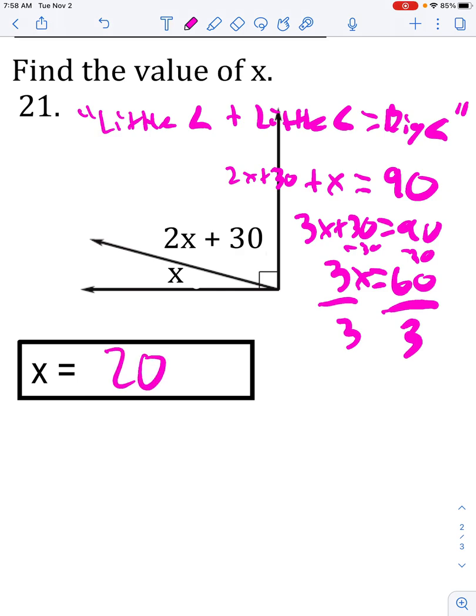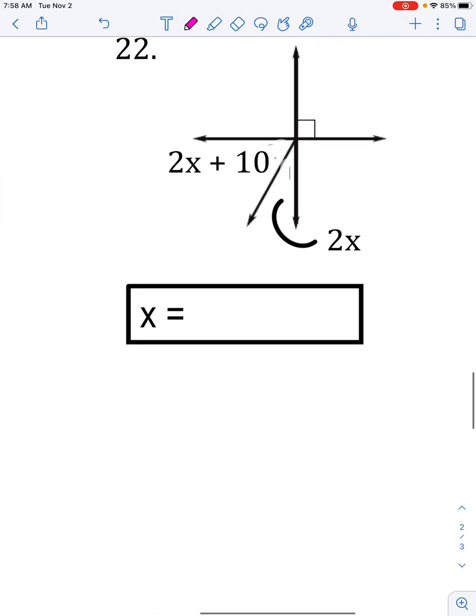Could check my work. Again, 20, plug in 20 here. 2 times 20 is 40. 40 plus 30 is 70. 70 plus 20 equals 90.